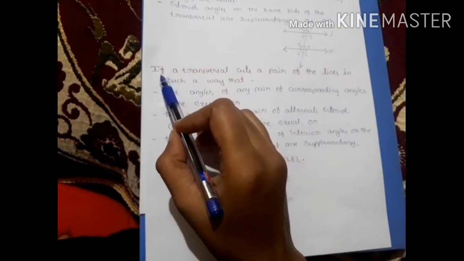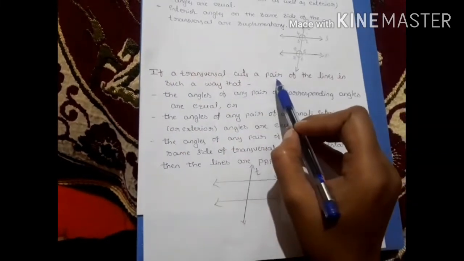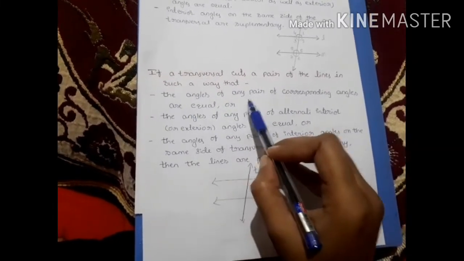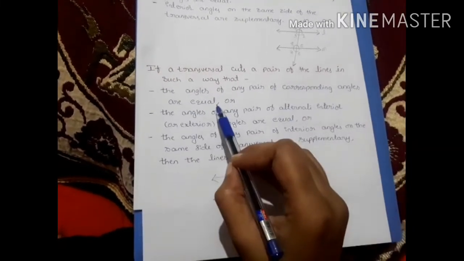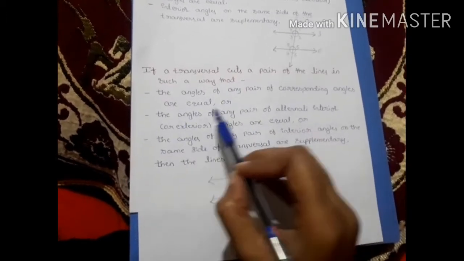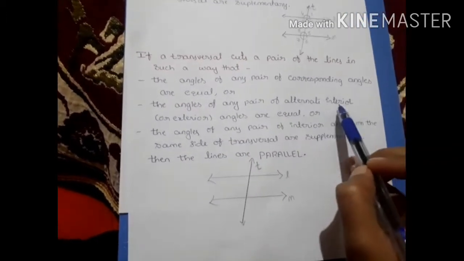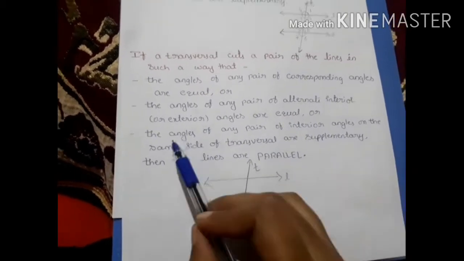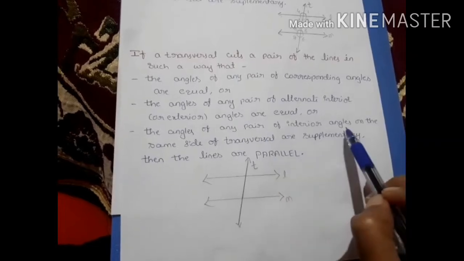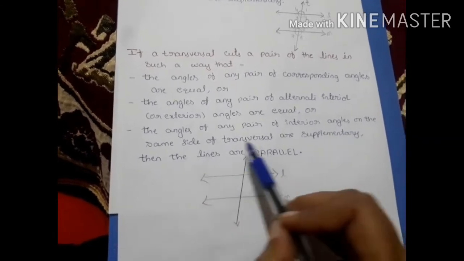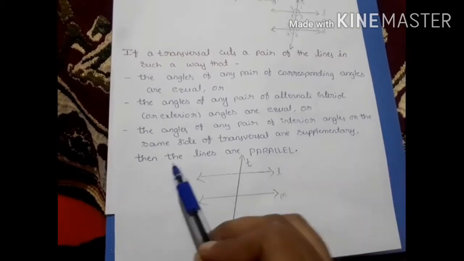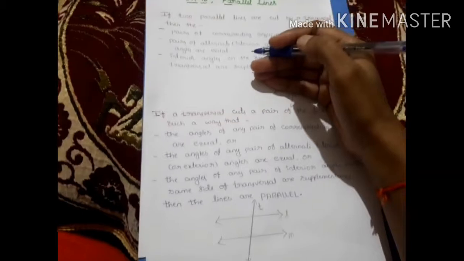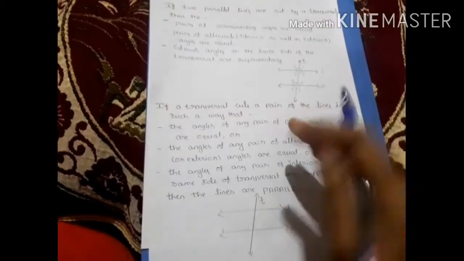Second condition: if a transversal cuts a pair of lines in such a way that the angles of any pair of corresponding angles are equal, or the angles of any pair of alternate interior or exterior angles are equal, or the angles of any pair of interior angles on the same side of the transversal are supplementary, then the lines are parallel. It is the reverse of the first condition.